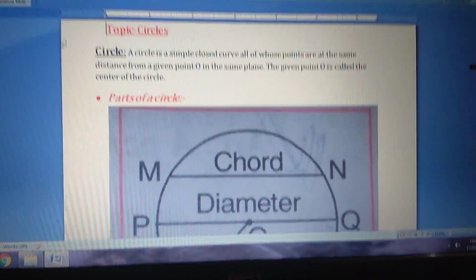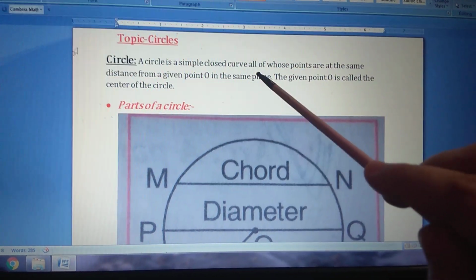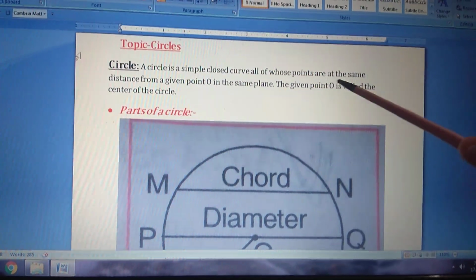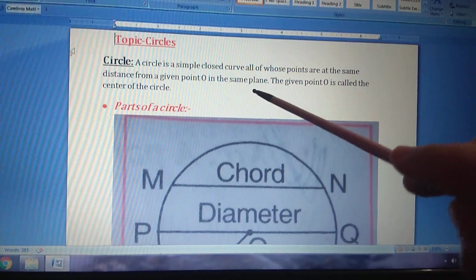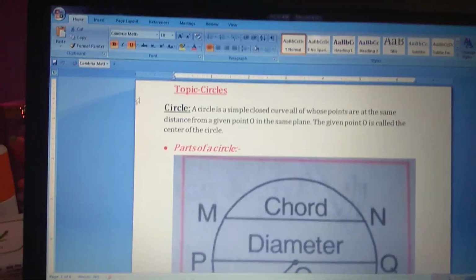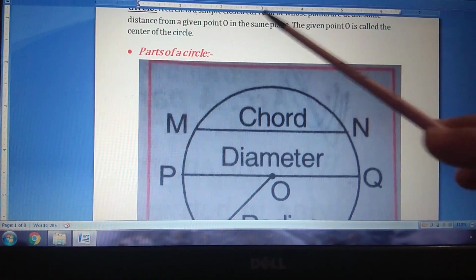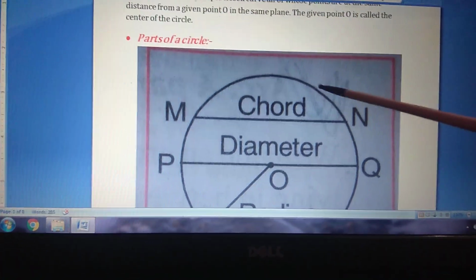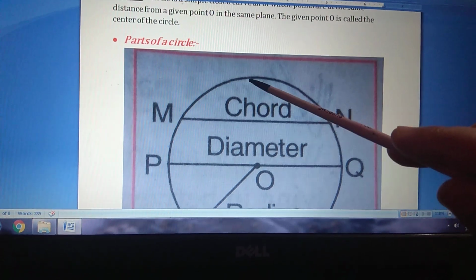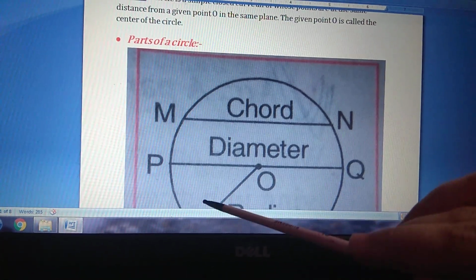Before going to the circle, we need to know what a circle is. A circle is a simple closed curve, all of whose points are at the same distance from a given point O in the same plane. So here you can see a circle. Below I have pasted a figure. Here you see O. O is called the center of the circle. In the given figure, O is the center of the circle. So the distance of O to each and every point on the circle is equal.